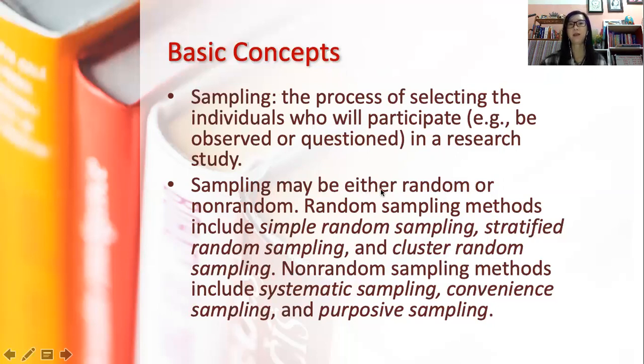Sampling may be either random or non-random. For quantitative research, we may use random or non-random, but it is recommended that quantitative researchers use random sampling. Why? Because we would like to generalize our results or our findings.